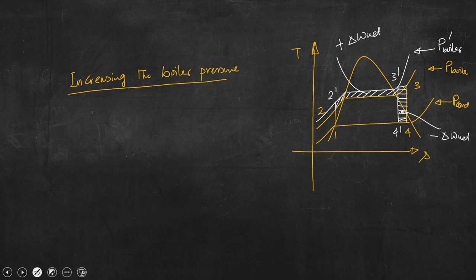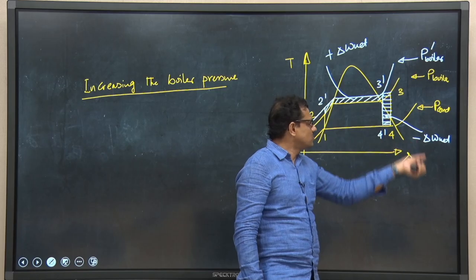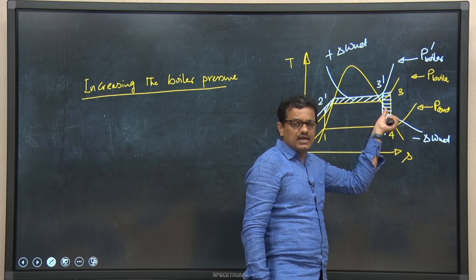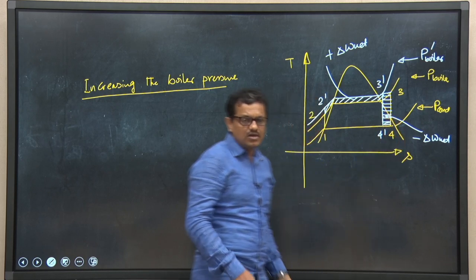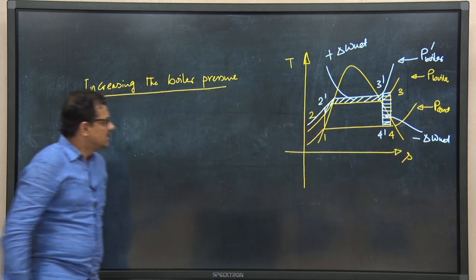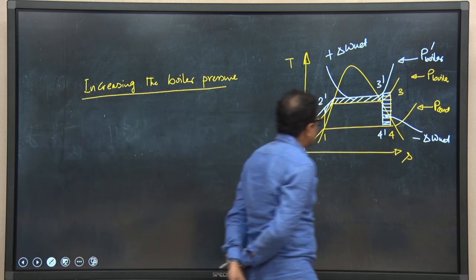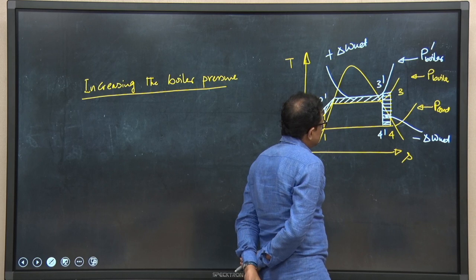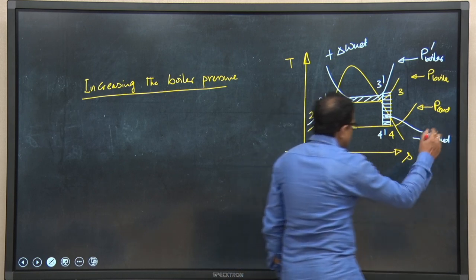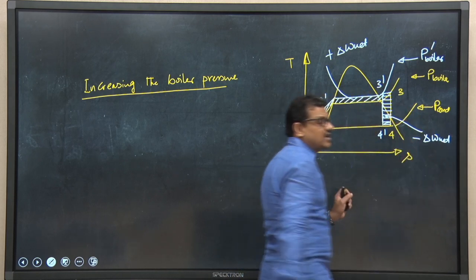So, if we do so, you can see that this is the amount of delta W net that we are getting, and this is also the amount of delta W net that we are not getting, as you can see from the schematic depiction. So, these two delta W net are equal.